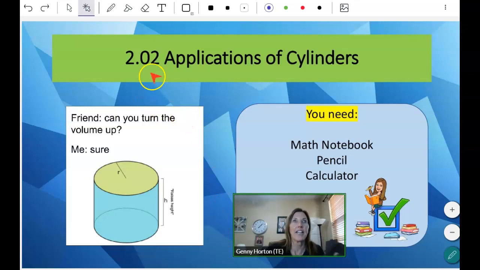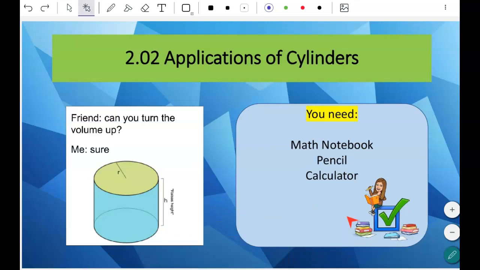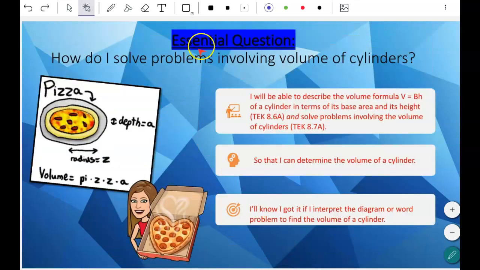Right, our lesson today, 2.02 Applications of Cylinders. You will need your math notebook, a pencil, and your calculator. Please make sure you are taking notes and working out the problems as we go through this video. We'll go ahead and look at our essential question. So how do I solve problems involving volume of cylinders?